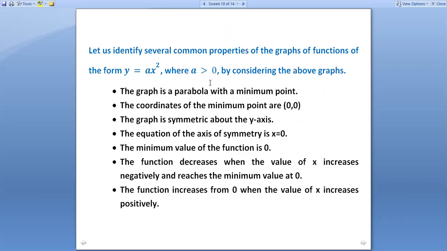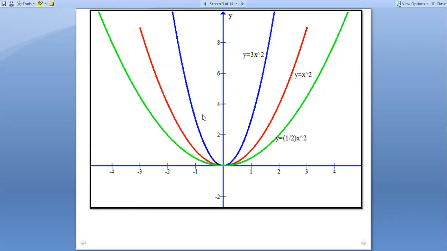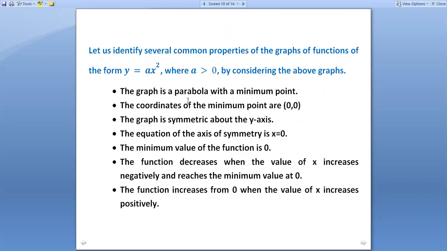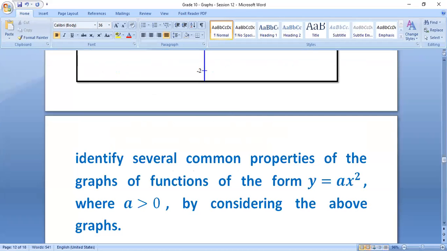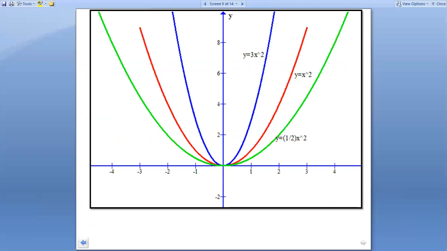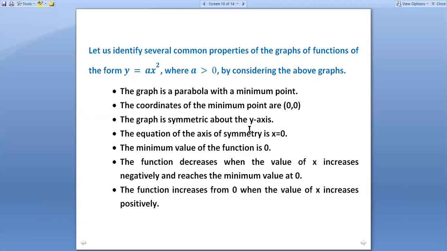Now, to identify some common properties, we'll consider the above three drawn graphs. The graph is a parabola with a minimum point. The coordinates of the minimum point are (0, 0). You can see that this is the minimum point, and the coordinate pair of this minimum point is 0 and 0. The graph is symmetric about the y-axis. The equation of the axis of symmetry is x equals 0. The minimum value of the function is 0.